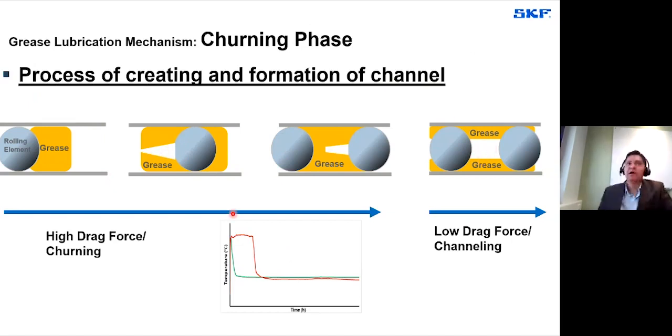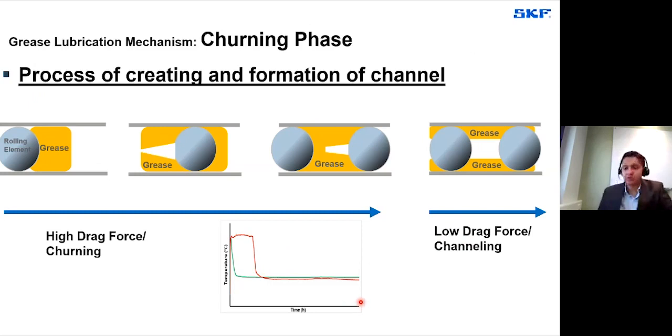When all these things are happening, you have a very high drag force and churning, and correspondingly the temperature will be very high. And when the channeling is formed, or the clearing is formed, then you don't have any drag forces or very low drag forces, because there is no macro flow of the grease now, and the temperature profile will reach back into the quasi steady state.